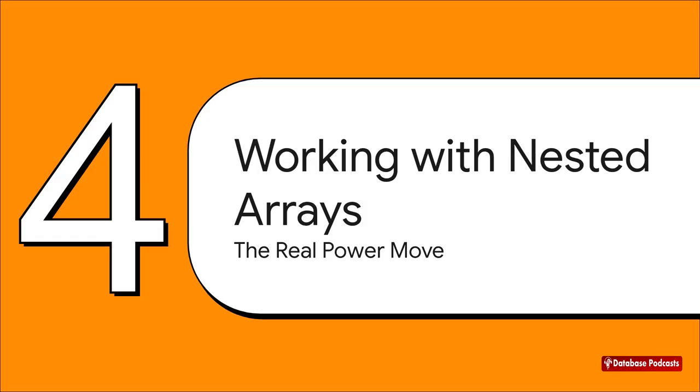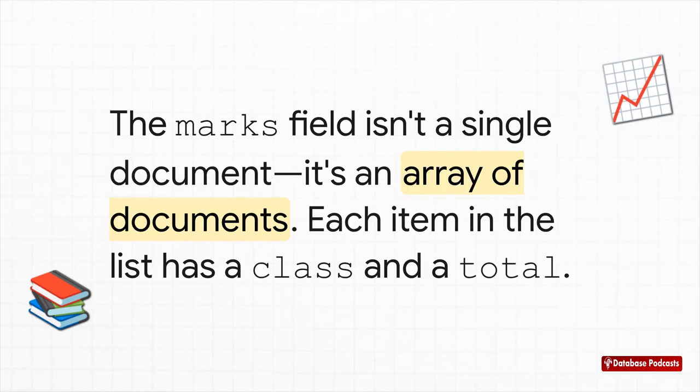All right, now we're going to level up. This is where things get really interesting. So far, we've been looking at one-to-one stuff. One employee, one address. But what about one-to-many relationships, like one student who has a whole list of grades for many different classes? This is where embedding truly shines. And this is how you'd often structure it. The marks field doesn't just hold a single document anymore. It holds an array of documents. It's a list. And each item in that list is its own little self-contained document with the class and the score. This is how you model that one-to-many data without ever needing a separate table.